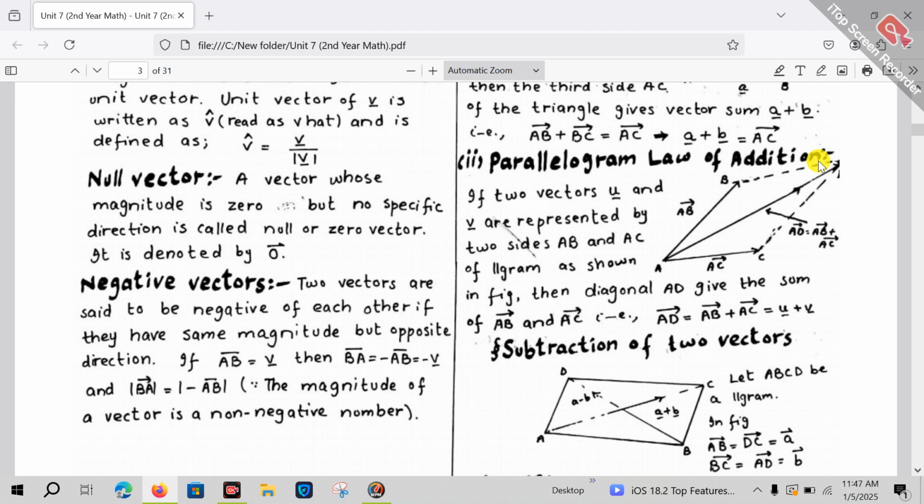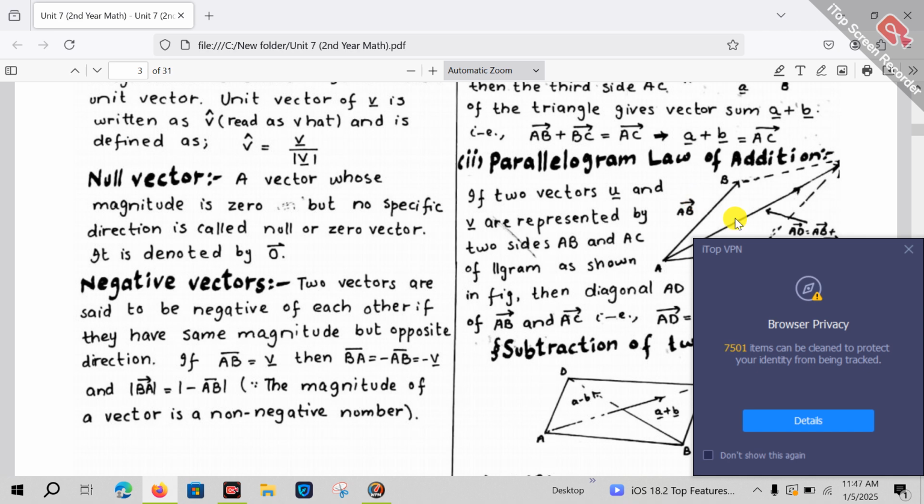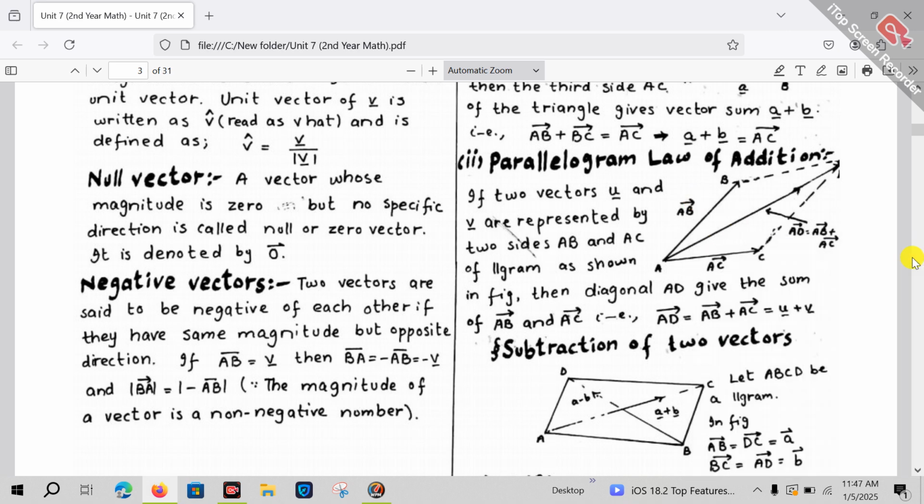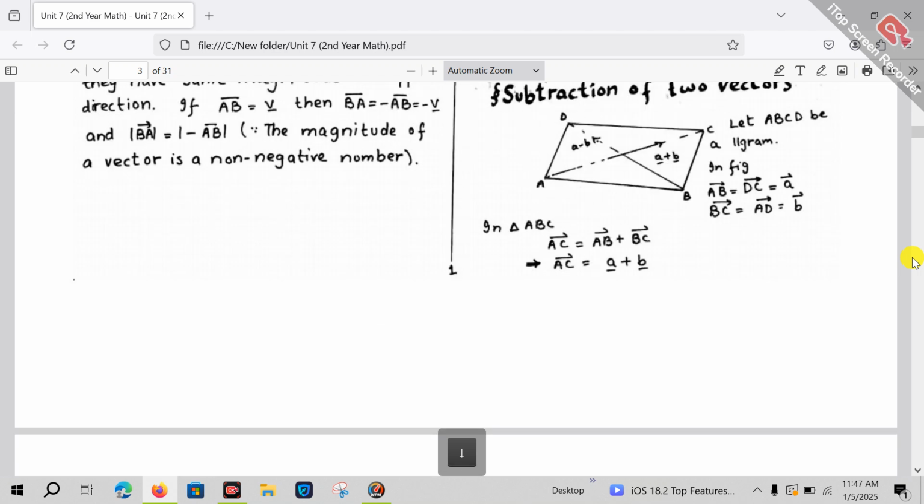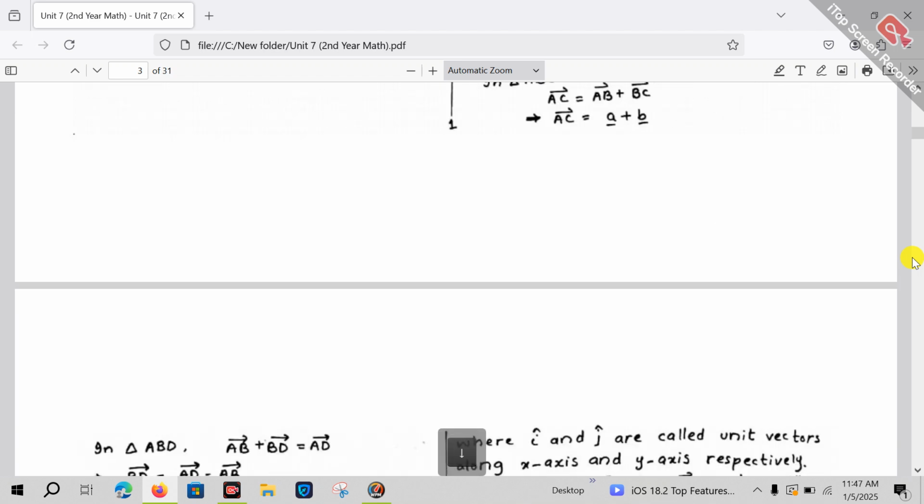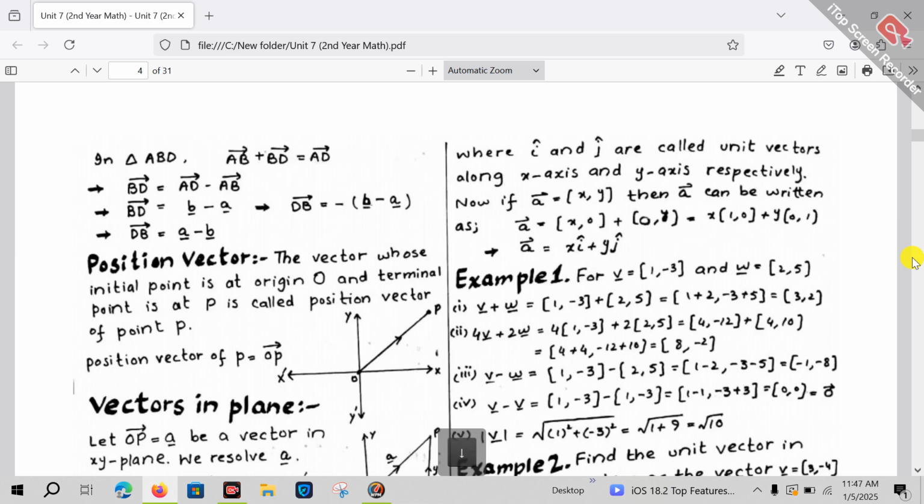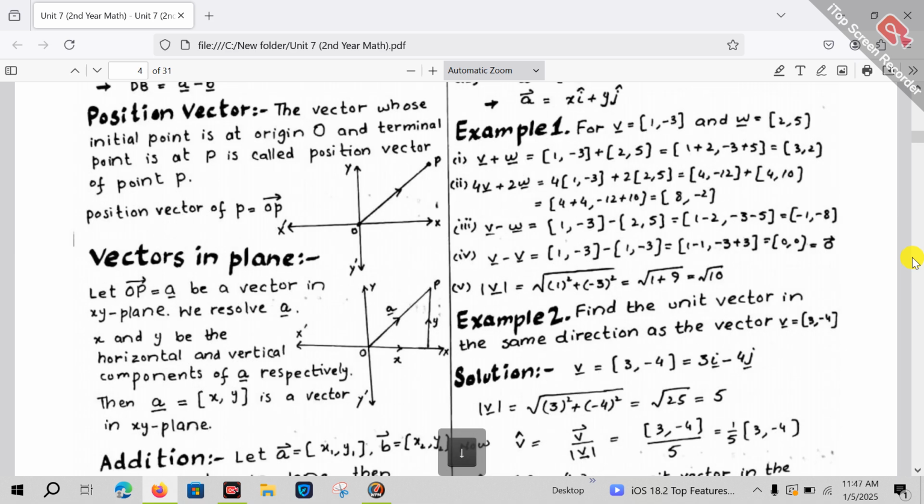In case of the triangle law of addition of vectors, the third side will give the vector sum. But in case of a parallelogram, the diagonal gives the vector sum. So this is the difference between the definition of parallelogram addition of vectors and that of the triangle law of addition of vectors. Now we discuss the concept of position vector. What is a position vector? This is very easy.